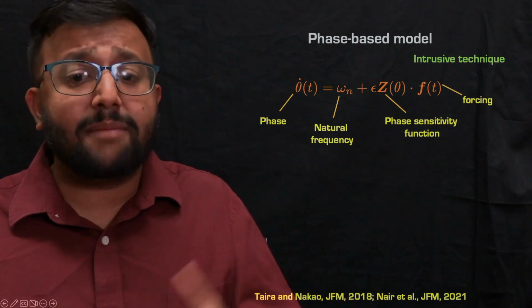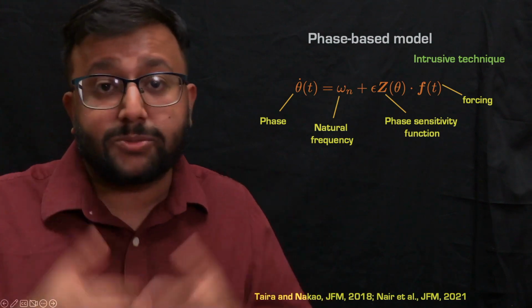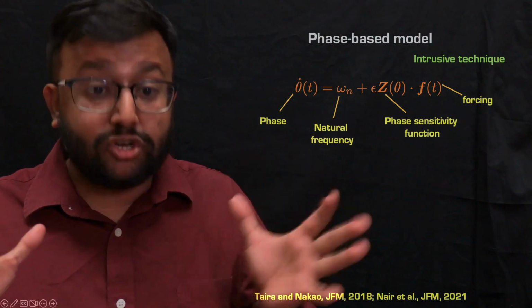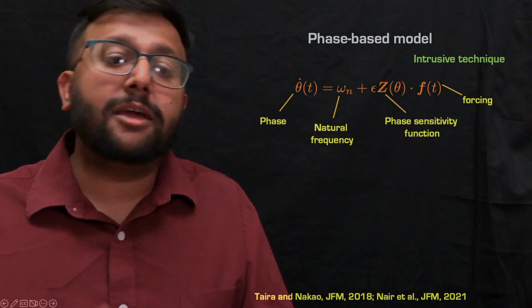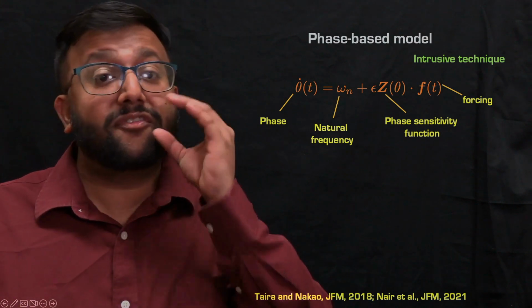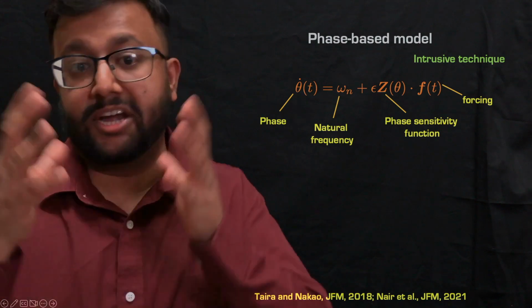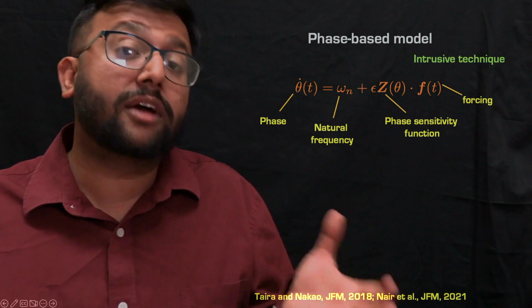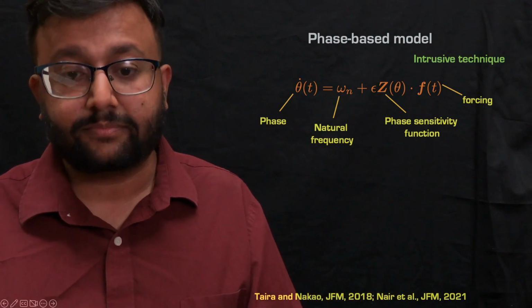Also, the phase dynamics of the oscillation can be explained. So the phase dynamics, which is theta dot, can be explained by the natural frequency of your oscillatory flow and a product of what is called the phase sensitivity function, z of theta, which is dependent on the phase of the system, and the product of that with the external forcing f of t.